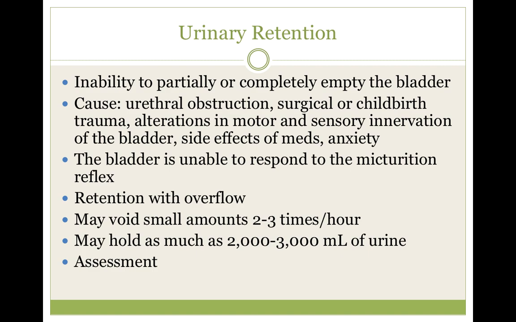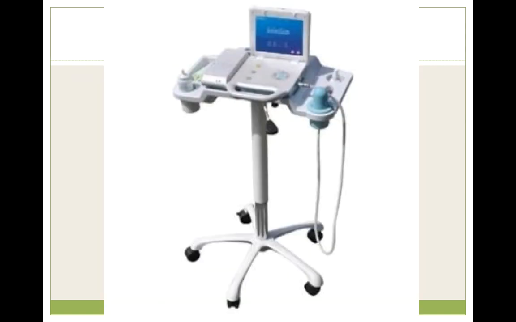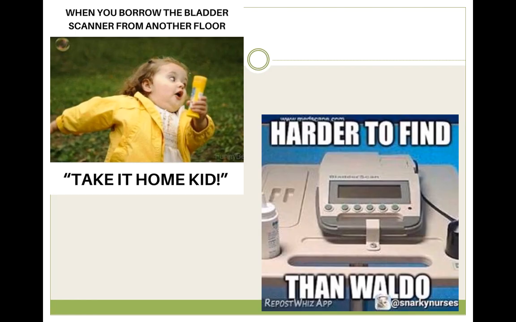So how would we assess this patient? We would assess their bladder distension. So we would palpate, see if the patient's experiencing any tenderness when you're palpating their bladder. We would check for post-void residual, and this would involve getting the bladder scanner. And this is what most bladder scanners look like, and we will discuss how to use these in class.